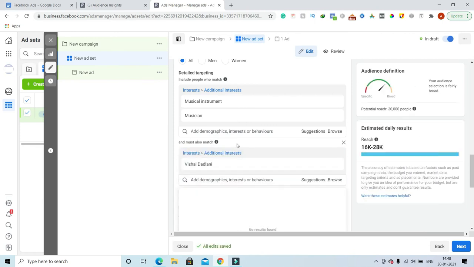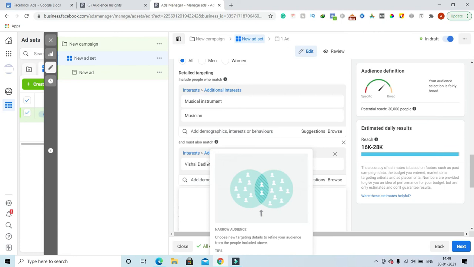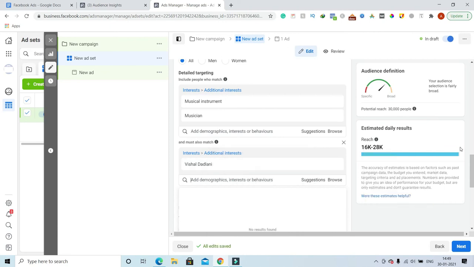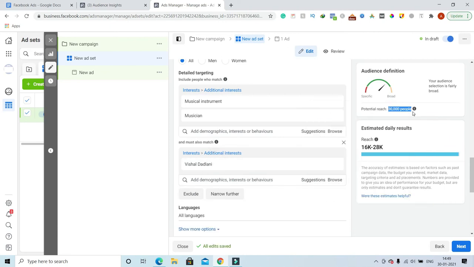So now we have told Facebook to find people who are interested in musical instrument, who are musicians, and also are interested in Vishal Dadlani. Now this is a very small audience, so you're going to target only 30,000 people. This is a very bad audience to start with. You have to find an audience which is at least 5 lakhs to 10 lakhs. So 500,000 to a million, this is the kind of audience you should be looking for. So don't make that audience too narrow that Facebook won't be able to run its analysis.